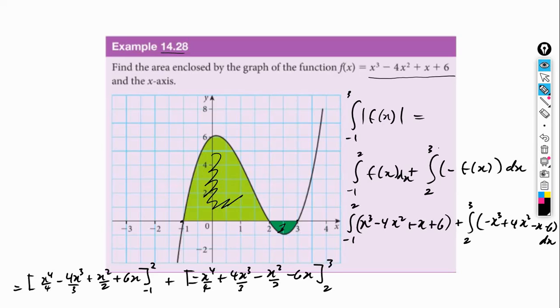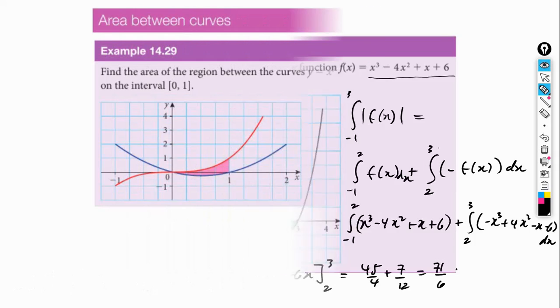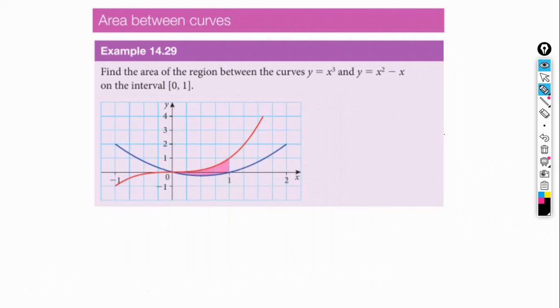Okay, and then this is going to give us 45/4 plus 7/12 if you do all the math, which is equal to 71/6. So next we have the topic of area between curves. So let's look at example 14.29, and they want us to find the area of the region between the curves y equals x cubed and y equals x squared minus x on the interval 0, 1.